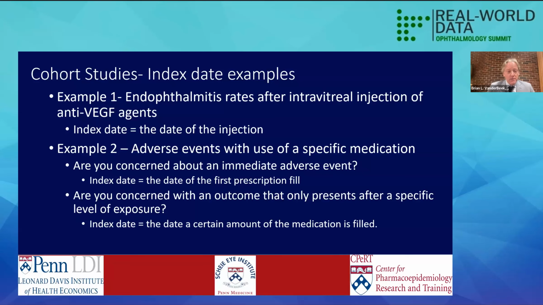Index date examples for each of those cohort studies. Endophthalmitis rates after intravitreal injection of anti-VEGF agents. So if you're interested in looking at the rates of endophthalmitis, it becomes very obvious what the index date needs to be. It's the date of the injection itself. If you're looking at an adverse event with the use of a specific medication, then it becomes a little trickier. Are you concerned about an immediate adverse event, in which case it becomes the date of the first prescription fill? Or are you concerned with an outcome that only presents after a specific level of exposure? If that's the case, then you may want to set the index date later, farther in time, after a certain amount of exposure has occurred.